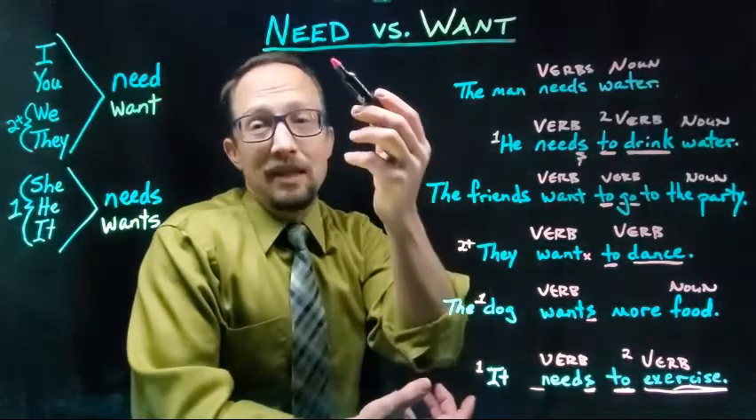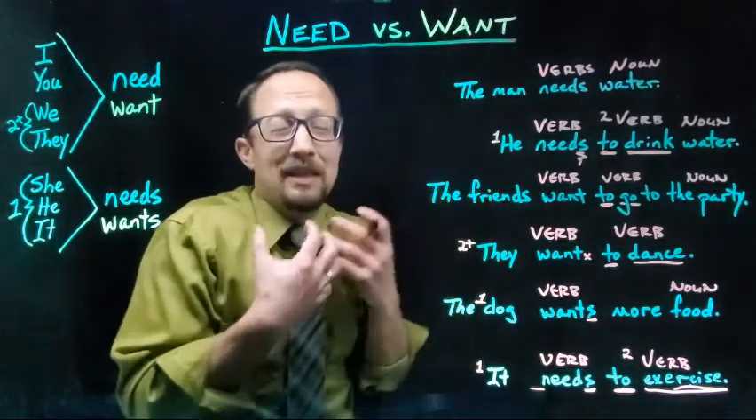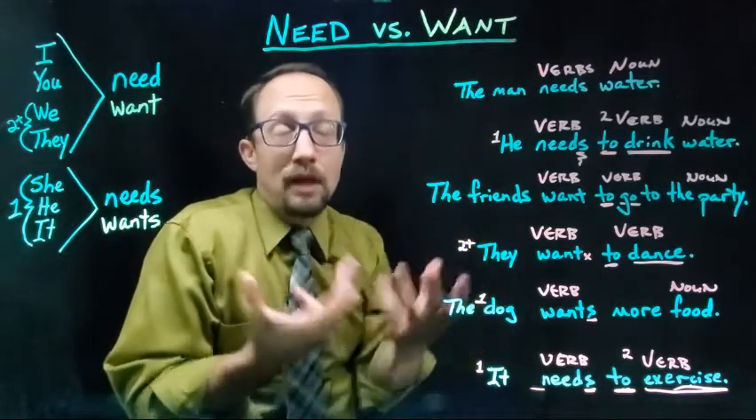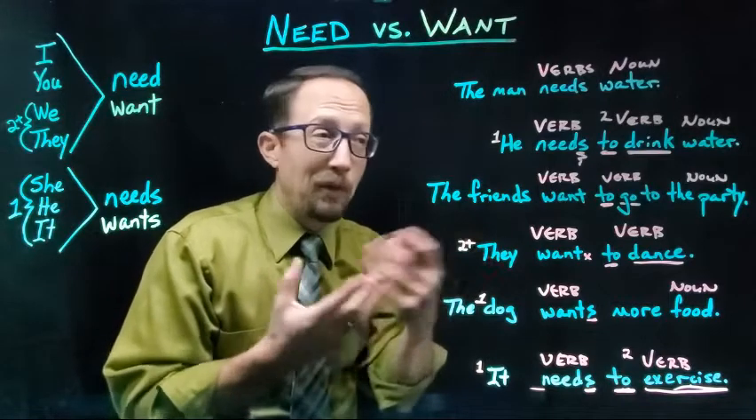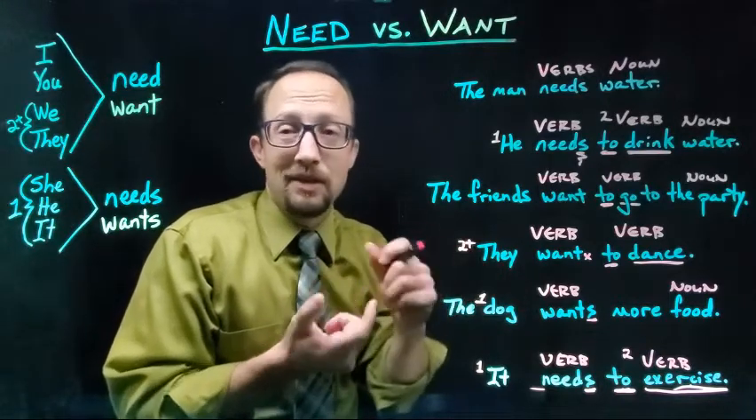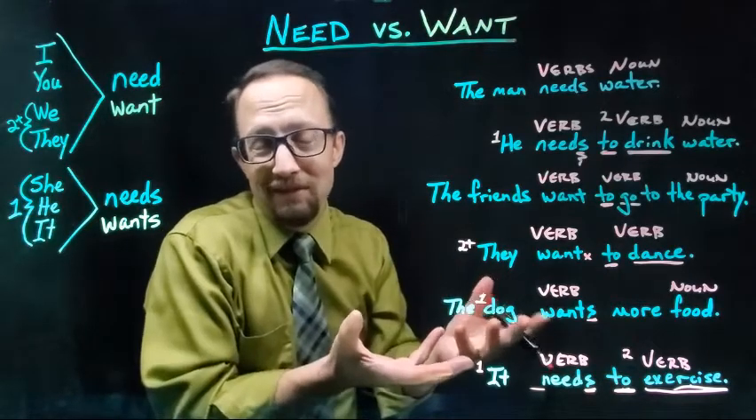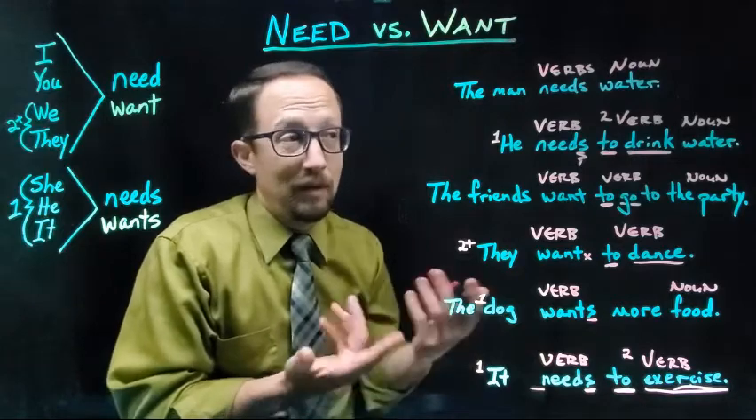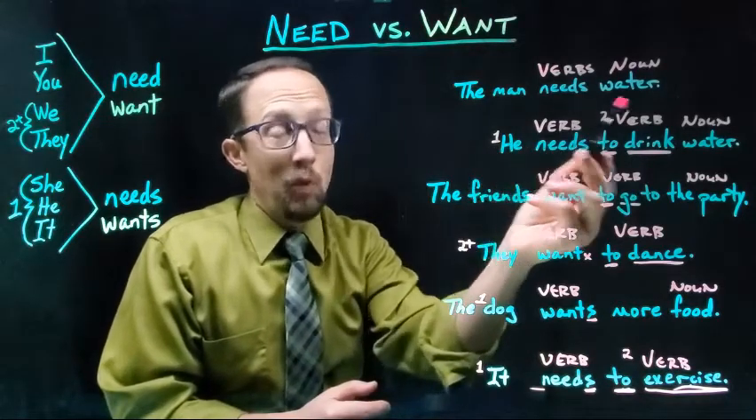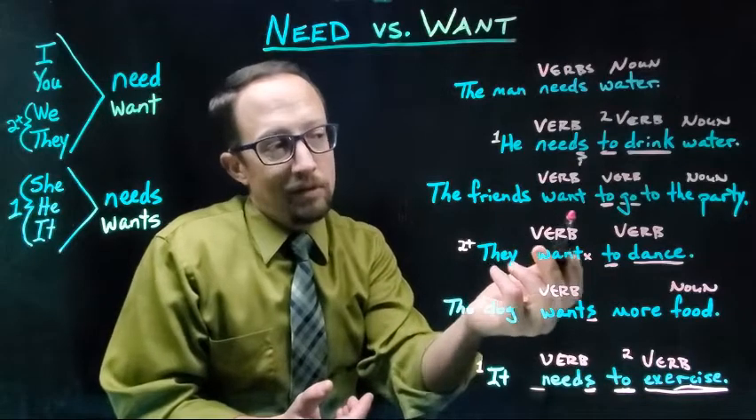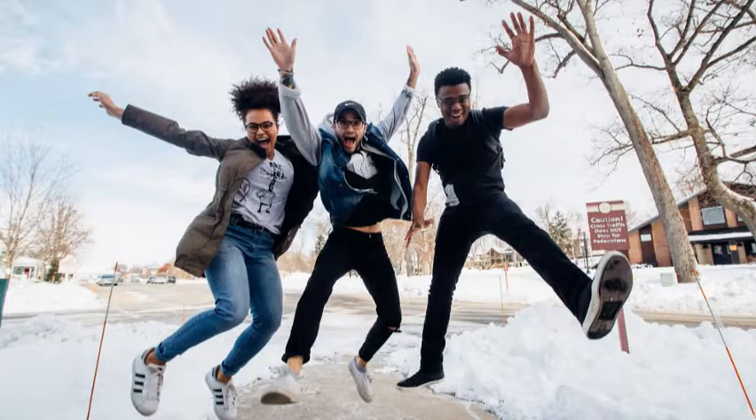Remember, a need, you have to have it. I need, I must. Want is kind of like I like, or something that is not necessary, but you want it. It would be good. You don't have to. Like, the man needs water. You need water every day. But the friends want to go to the party. If there is no party, they'll be okay.